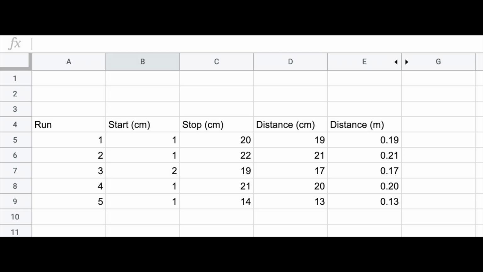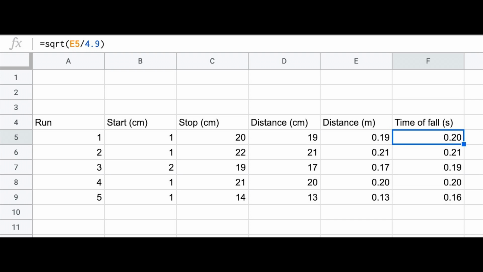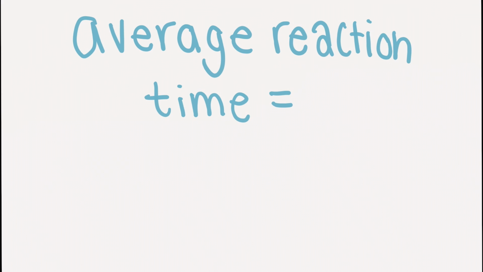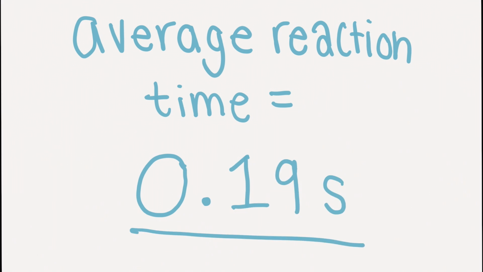With 5 runs complete, I've put the data into a table. In column 4, I've calculated the total drop distance by subtracting the start position from the stop position. Since my ruler was marked in centimeters, I've converted the distance to meters in the 5th column. Applying our formula, time equals the square root of distance over 4.9. In column 6, we can see the subject's reaction times for each of the 5 runs. Averaging the 5 runs, we found the reaction time of 0.19 seconds.